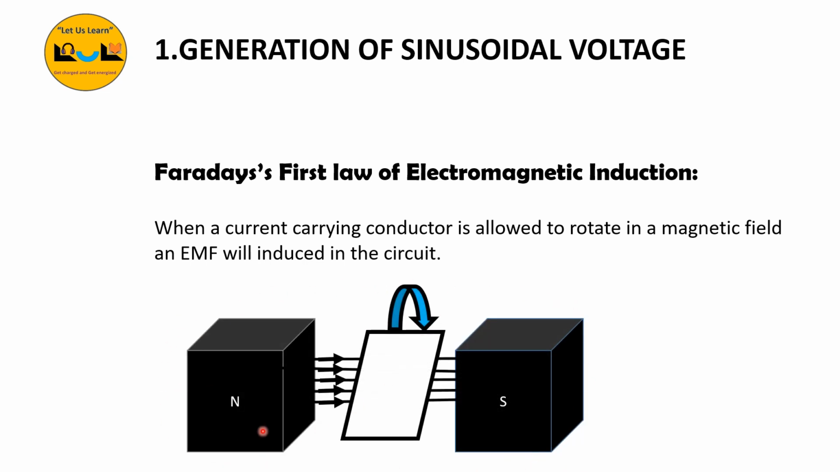Here we have two permanent magnets, north pole and south pole. The magnetic lines start from the north pole and terminate in the south pole. In this magnetic field, a current carrying conductor is allowed to rotate in clockwise or anti-clockwise direction. Whenever it is rotating, the conductor cuts the magnetic lines and EMF will be experienced.